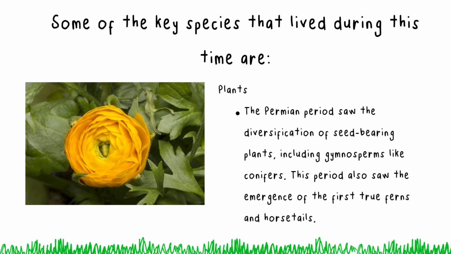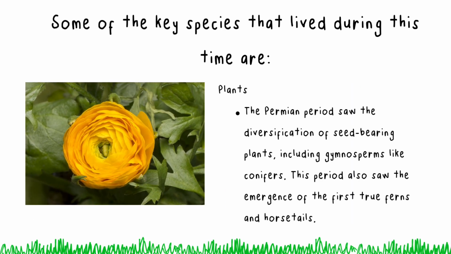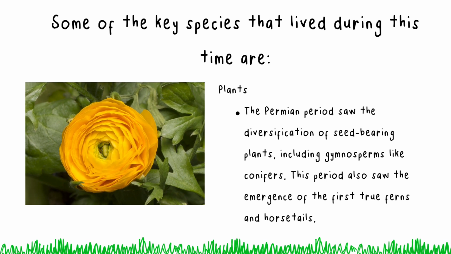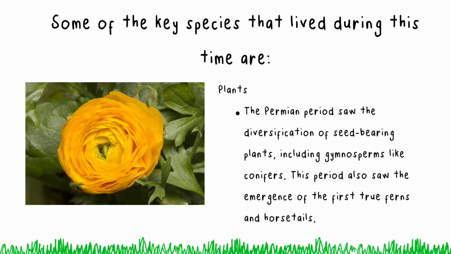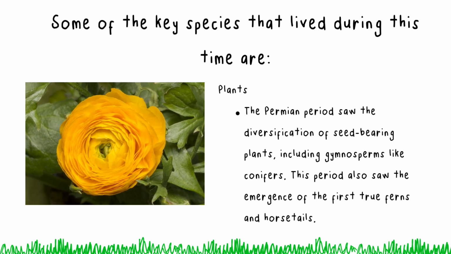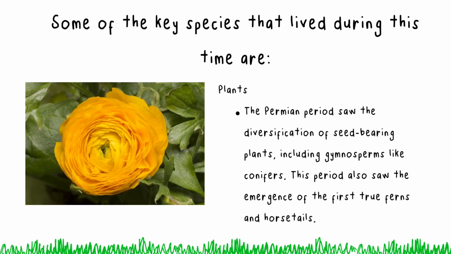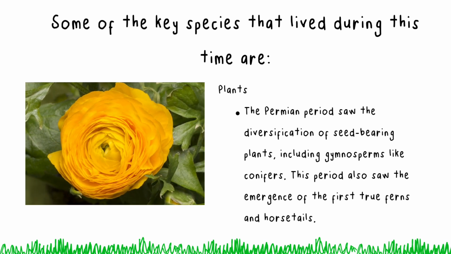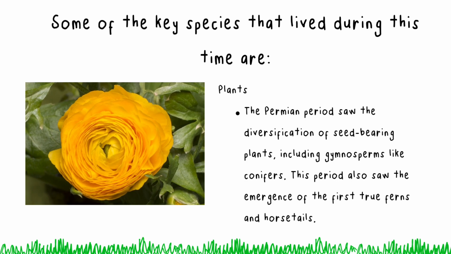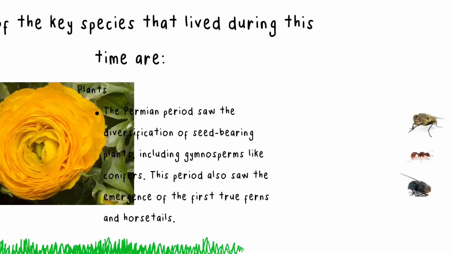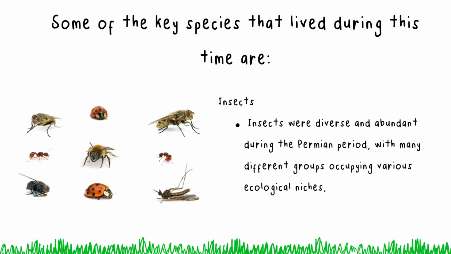Next we have the plants. The Permian period saw the diversification of seed-bearing plants, including gymnosperms like conifers. This period also saw the emergence of the first true ferns and horsetails. The last species we have for this period is the insects. Insects were diverse and abundant during the Permian period, with many different groups occupying various ecological niches.